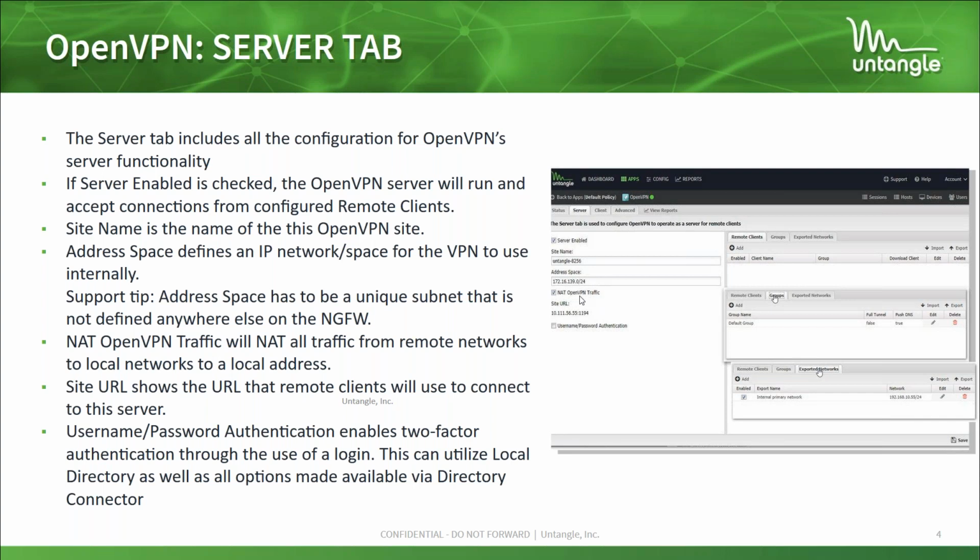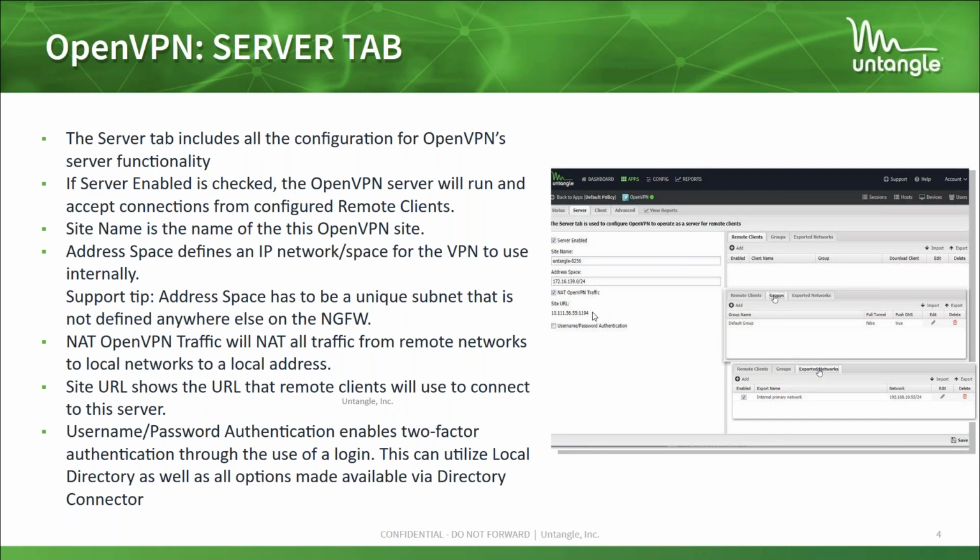The NAT option in OpenVPN is used to NAT all traffic from a remote network to local networks to a local address. So essentially what we're saying here is automatically make sure that traffic is routed the way that it's supposed to across the VPN tunnel. It does not have to be enabled, but as a general rule of thumb, we do recommend that you keep that enabled unless you have a very specific use case not to.